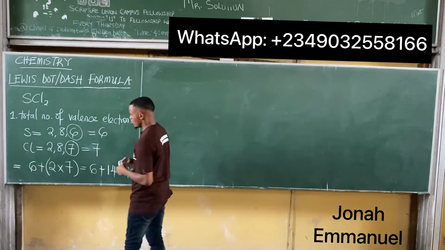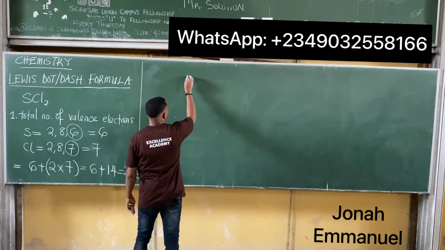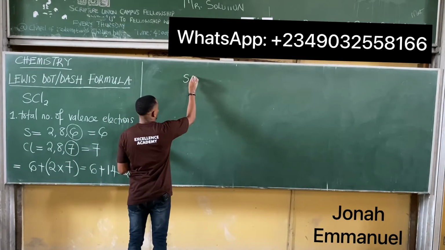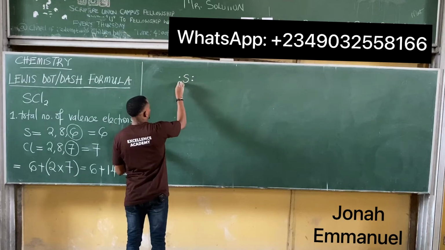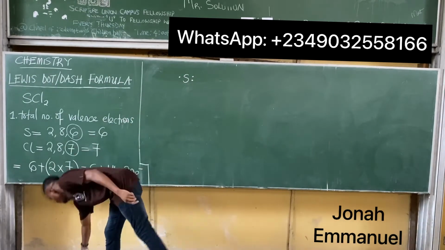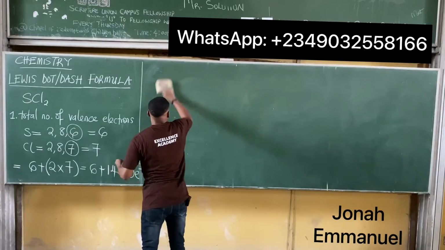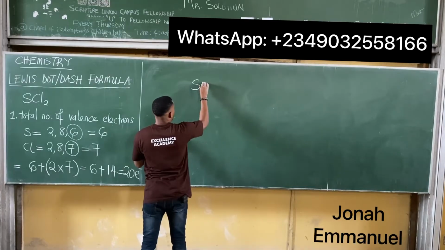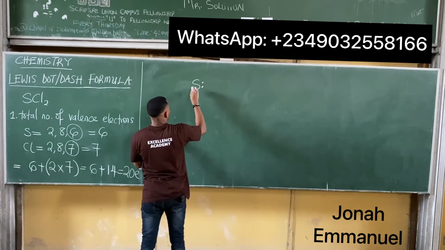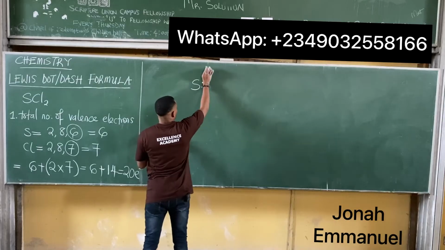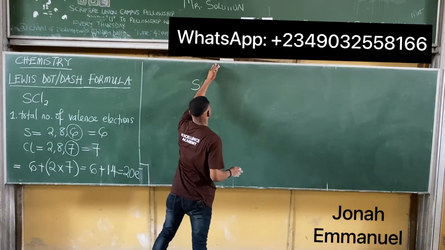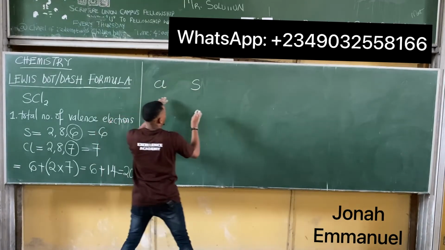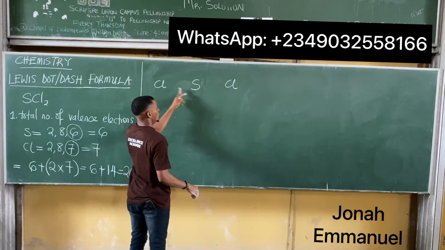So I have sulfur somewhere at the center, having how many? 6 valence electrons. Yes. That gives you sulfur having 6. So this is sulfur, and I have chlorine, Cl, and chlorine, Cl. So I have sulfur, chlorine, and chlorine.